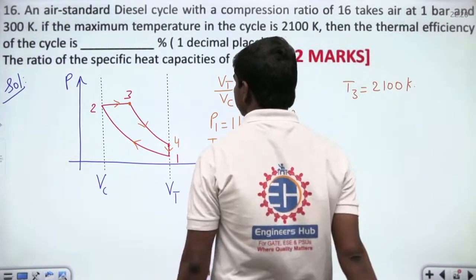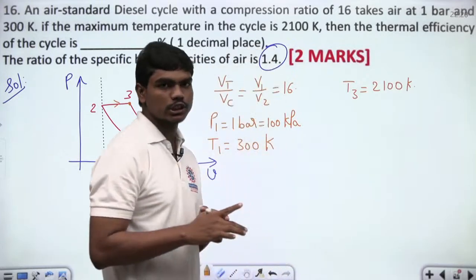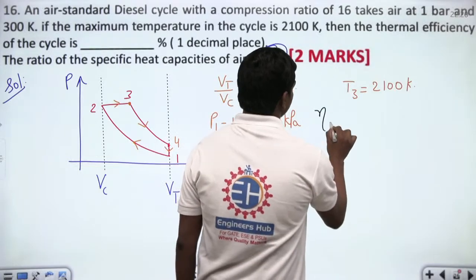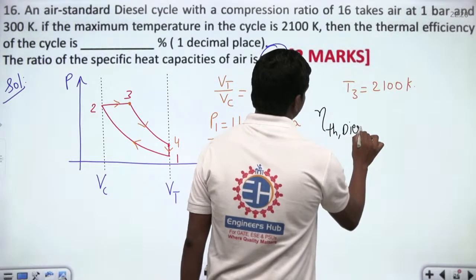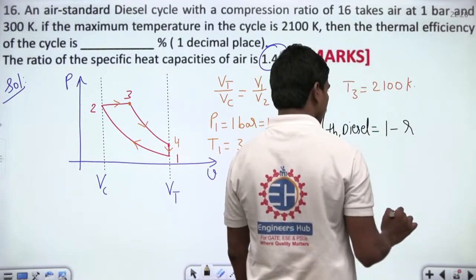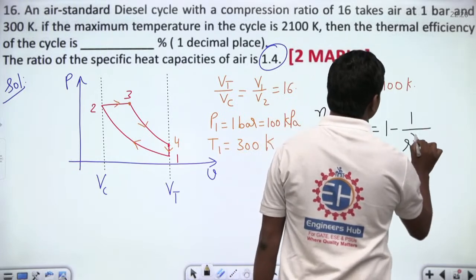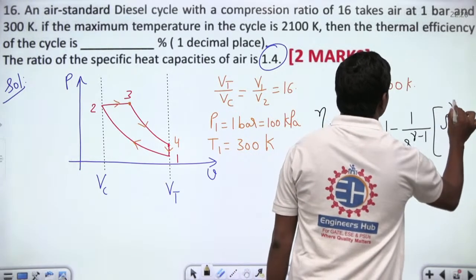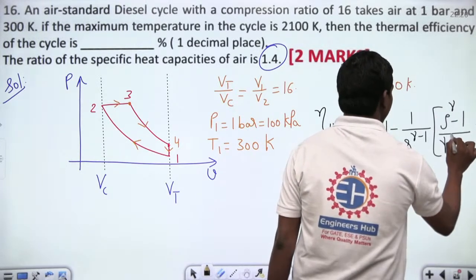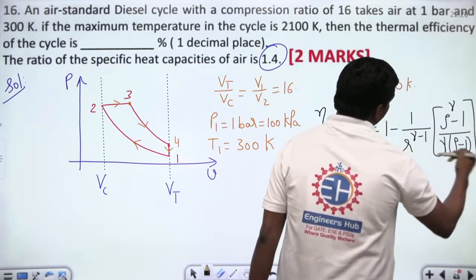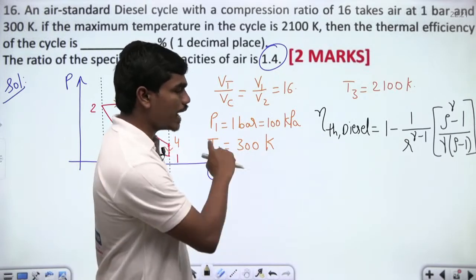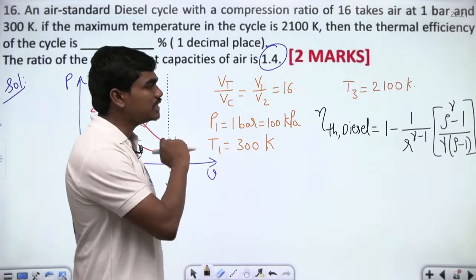So then the thermal efficiency of the diesel cycle. The thermal efficiency of any standard diesel cycle is given by 1 minus 1 by R power gamma minus 1, into rho power gamma minus 1, divided by gamma into rho minus 1. This is what we have as the efficiency of a standard diesel cycle. Of course, rho is the cutoff ratio, R is your compression ratio, and gamma is the ratio of specific heats.